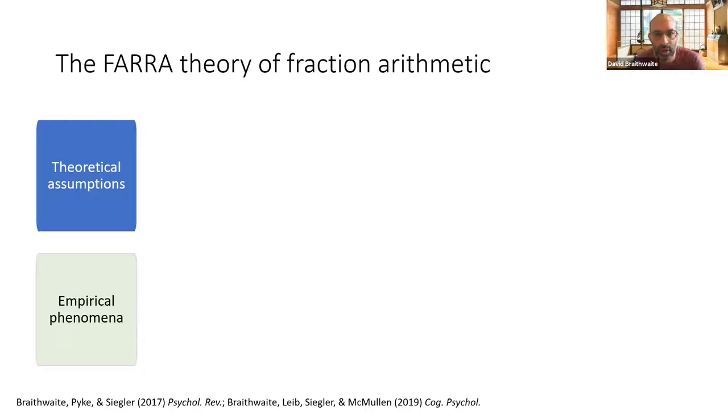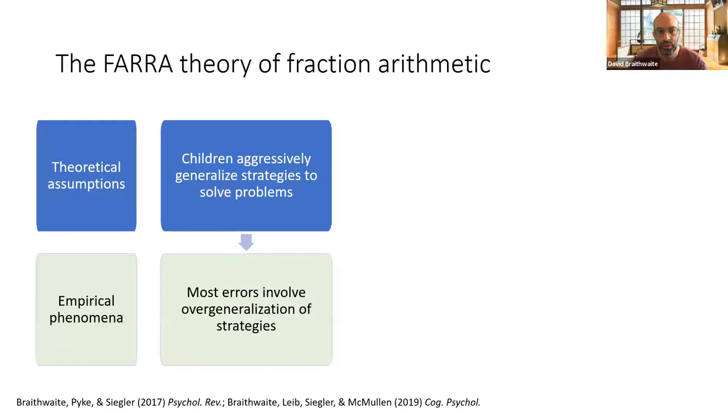So together with Aaron Pike and Bob Siegler, I previously proposed a theory called FARA to describe and explain children's performance in the area of fraction arithmetic. And I'm going to just very briefly lay out the theoretical assumptions of that theory and some of the empirical phenomena that were predicted and explained by the theory. So first of all, the theory assumes that children aggressively generalize strategies to solve problems in this area, meaning that they frequently will use a strategy that would be appropriate for one kind of problem on a different kind of problem for which it may or may not be appropriate. And the empirical phenomenon predicted by this assumption is that many or even most of children's errors will involve overgeneralization of strategies. And in fact, that is the case.